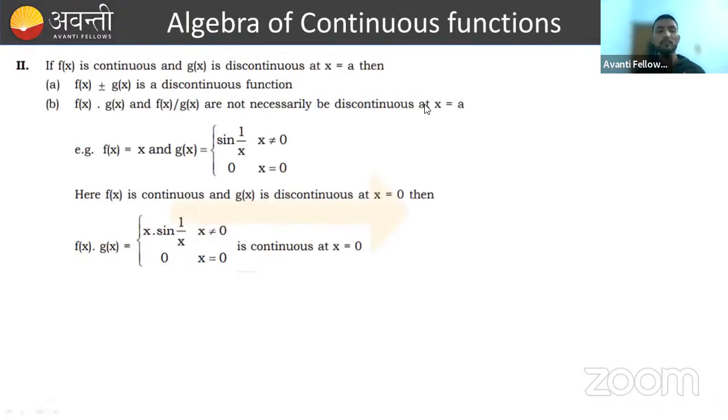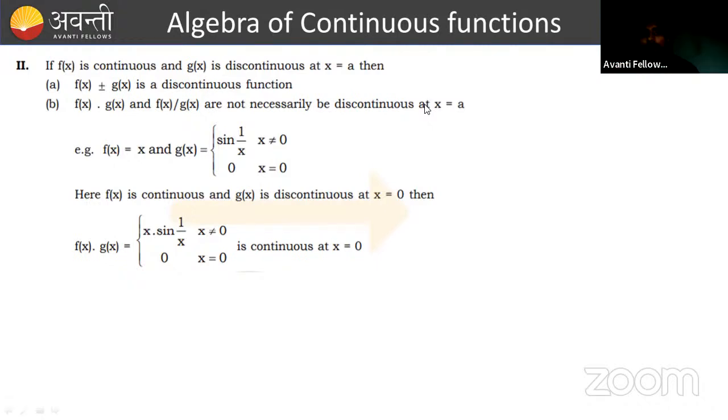Now the other one is if one function is continuous and the other function is discontinuous. So if f of x is continuous and the other function is discontinuous, then if we add or subtract both functions, the resulting function will be discontinuous. So remember these types of formulas and concepts, just remember them, then sometimes you will be able to do it easily.